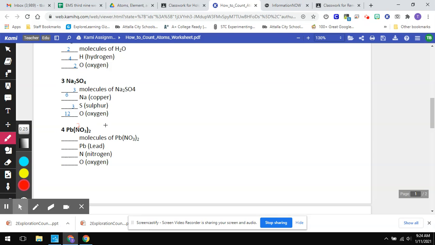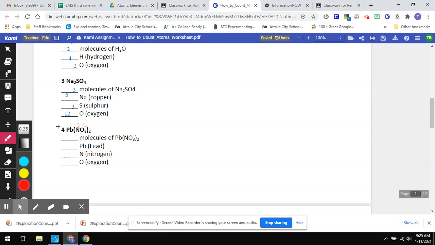And I know that's really messy, but I'm trying to do this with the drawing tool. Then for my oxygen, I would go exterior subscript times interior subscript. So 2 times 3 is 6. That's just how many there are right there, okay? Because that parentheses only applies to the elements that are inside of it. So it has nothing to do with the Pb, which is lead.